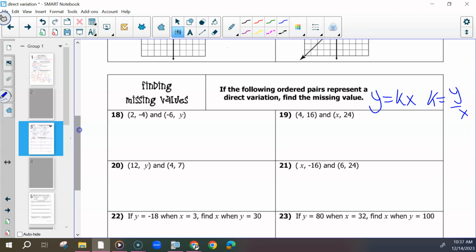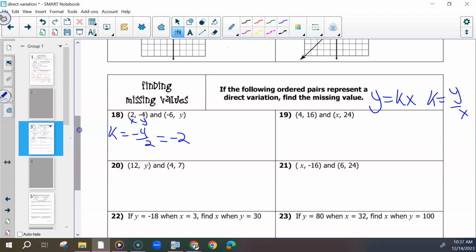When you see something like this where you're missing values, look for the ones where you have both y and x. Like in this first one, label them if you need to. We can use that to find k. So divide y by x to get negative, not -1/2, but just -2. So find your k first, that's always going to be your step 1.